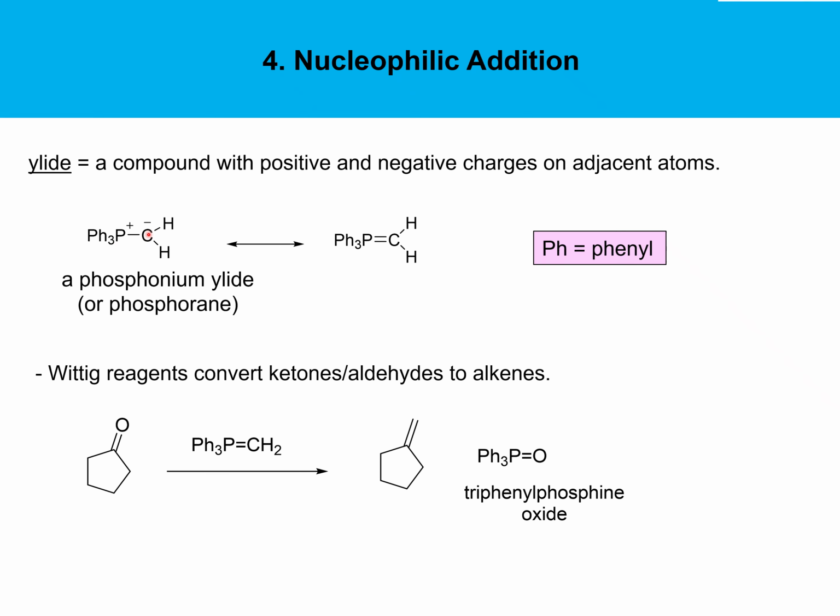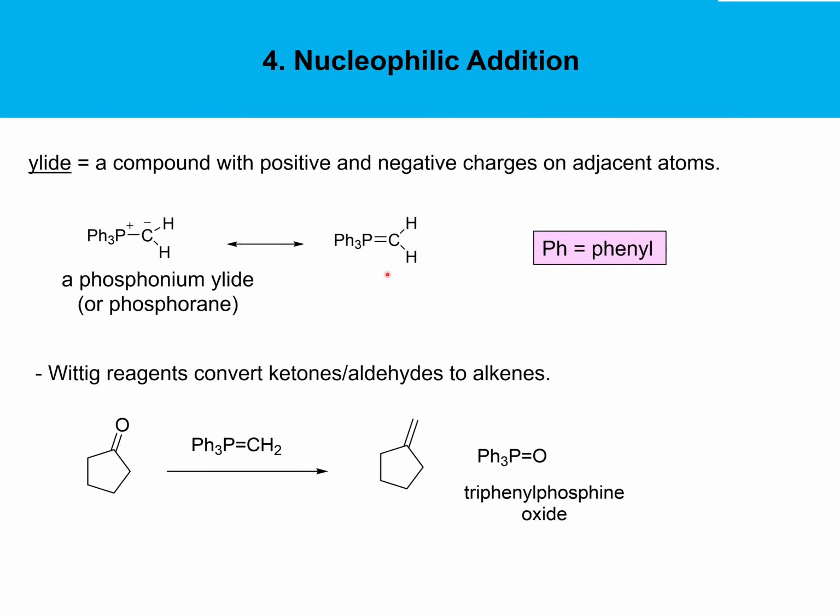a negative charge, or we could use the lone pair from the carbon to form a double bond between the carbon and phosphorus, and you could have a resonance structure as shown on the right here. Either way, we have a nucleophilic carbon next to the phosphorus, which allows the Wittig reaction to occur.